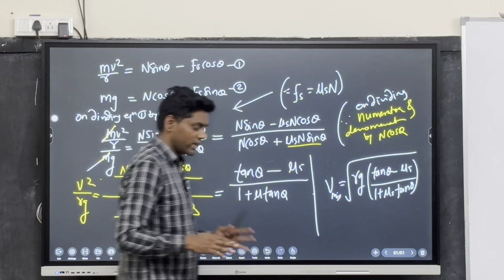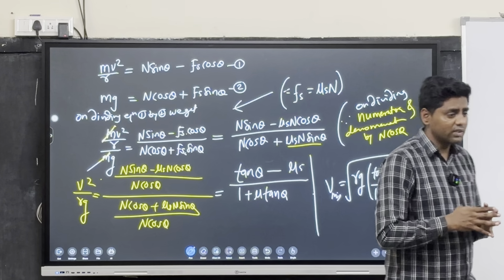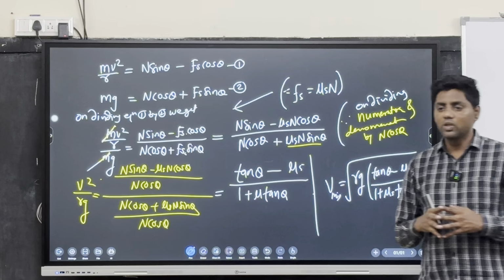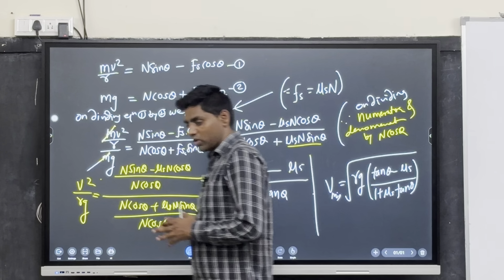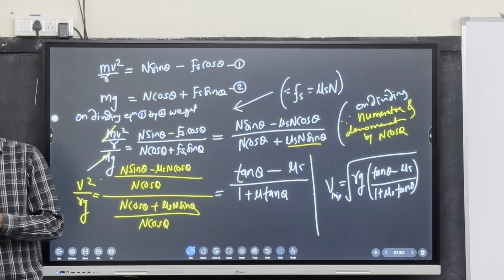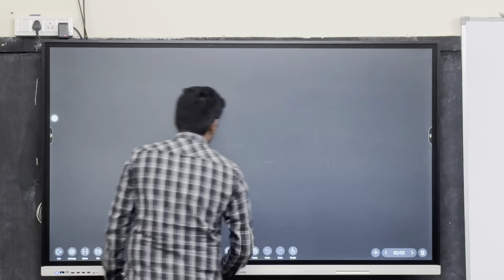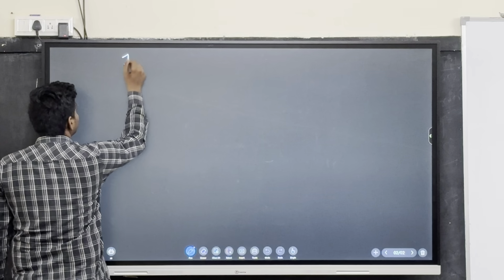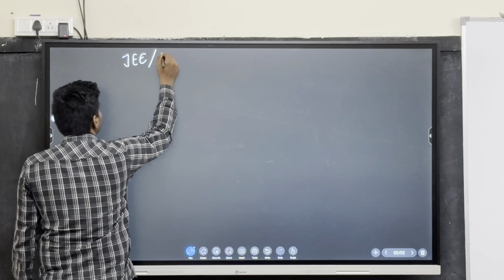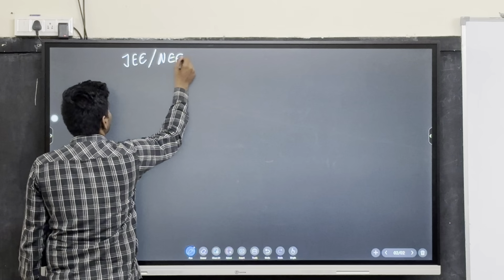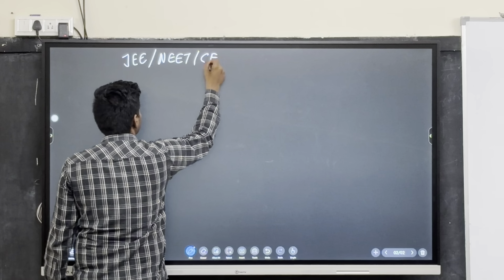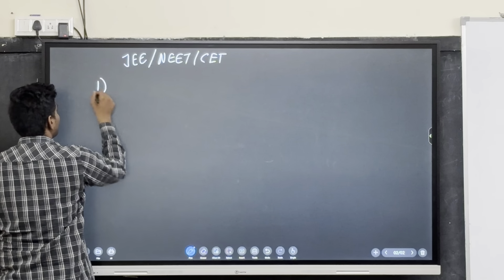The equation is very important. Today we complete all the formulas of velocity whenever the vehicle is taking the turn. So remember the notes, the most important notes. The notes are important for JEE, NEET and CET examinations. There are four formulas we completed.